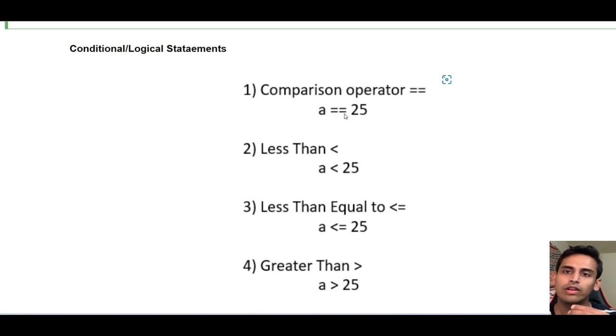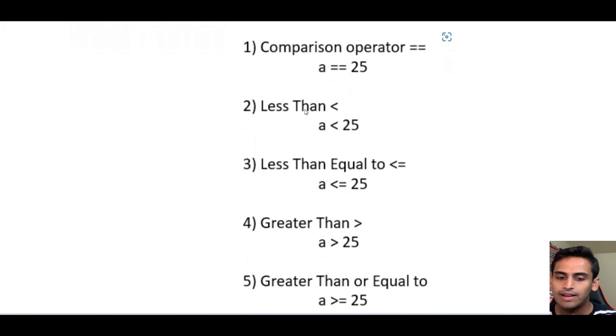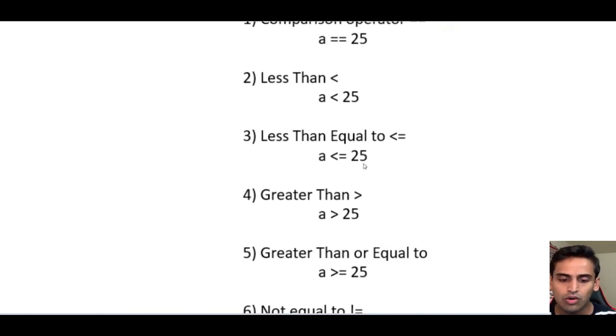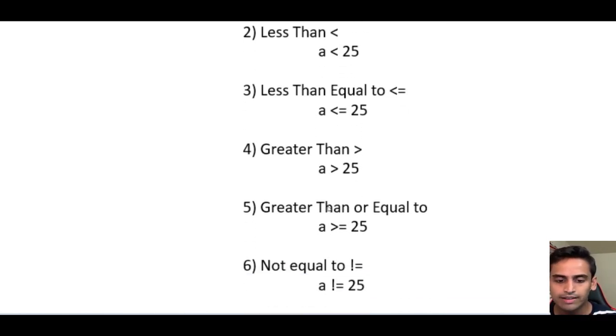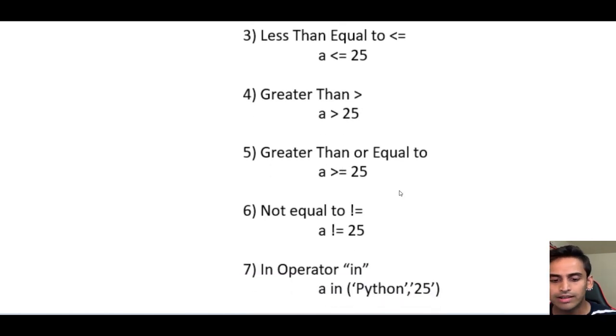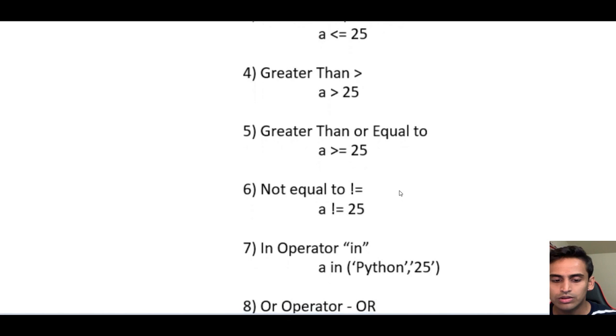So whenever there are two equal to signs, it's checking whether the value on the right side is equal to the value on the left side. If you are checking for less than, we use the less than sign. Less than or equal to would be the less than sign with equal to, and greater than would be the greater than sign. Then greater than or equal to is the same thing, the greater than sign with equal to.